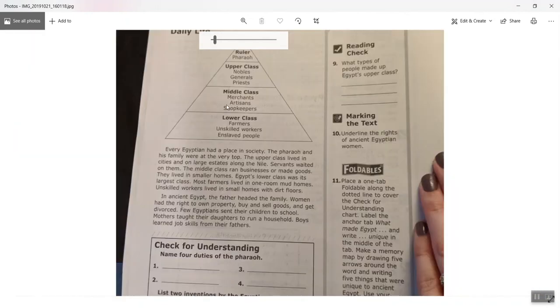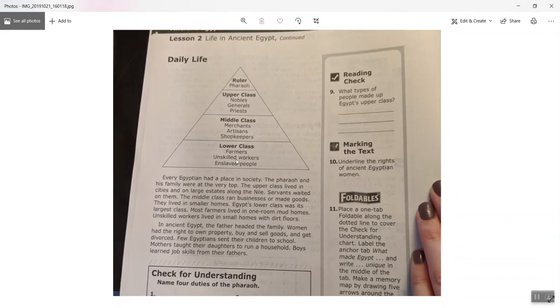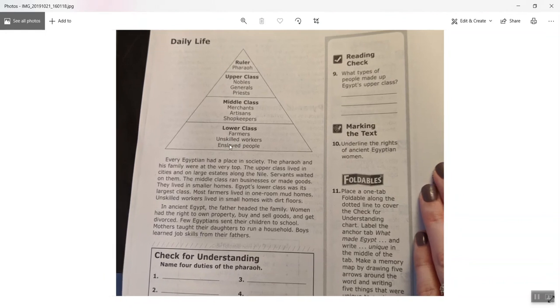Okay, so we have a triangle here, and this is a representation of a society pyramid. So the people on the bottom are low class, and the person on top is the most important. And on this one, we have the ruler, who was the pharaoh. And at the bottom, you have the farmers, the enslaved people, the unskilled workers, okay? Every Egyptian had a place in society. The pharaoh and his family were at the very top.